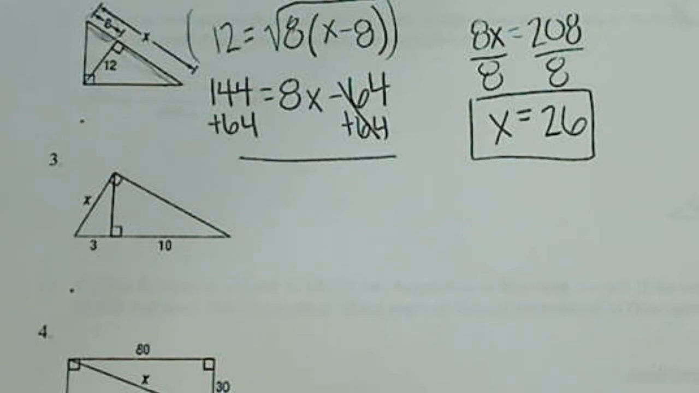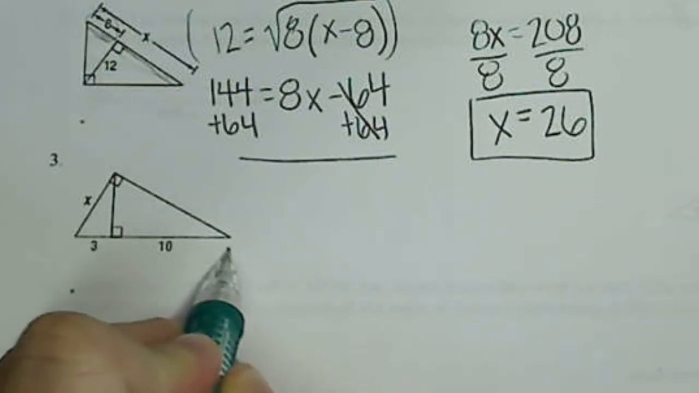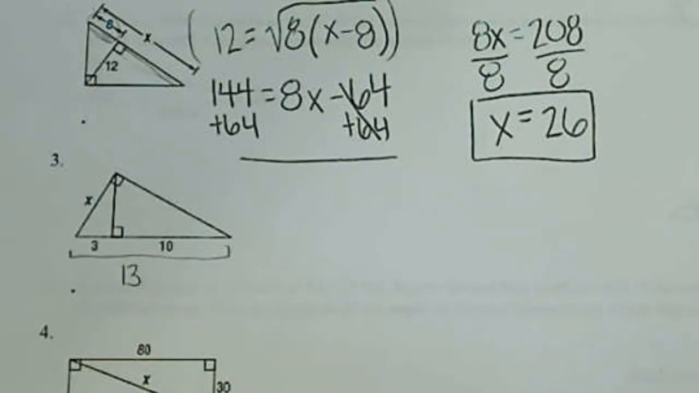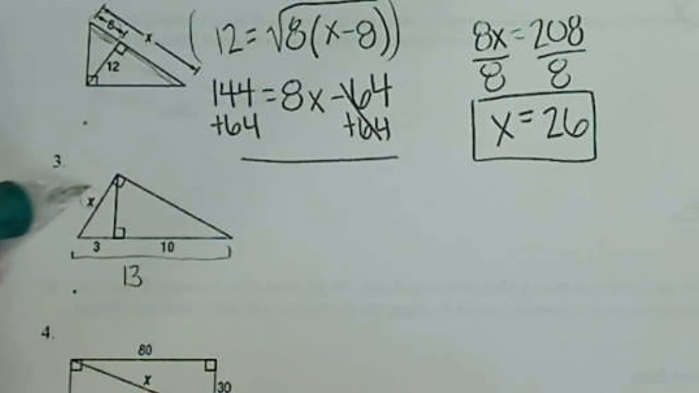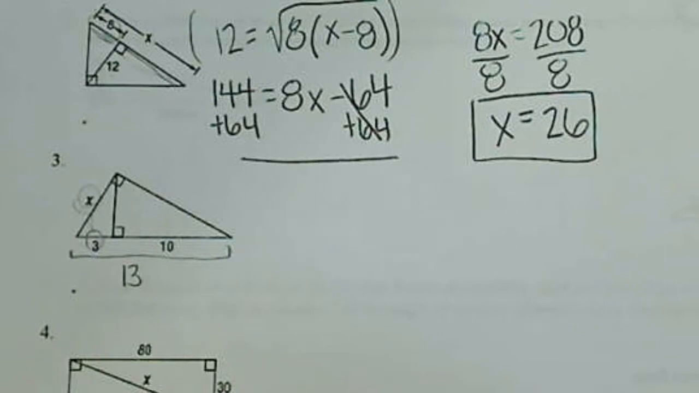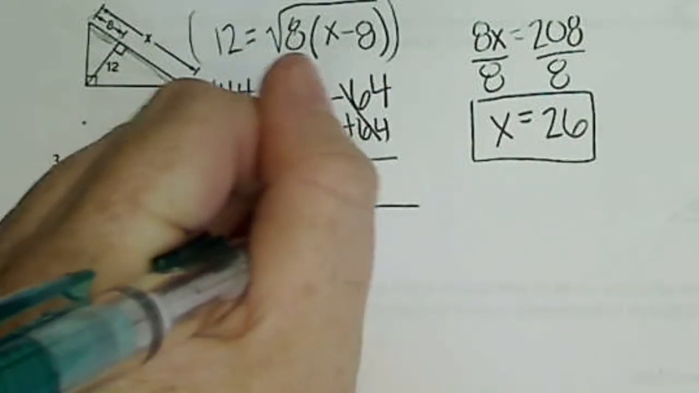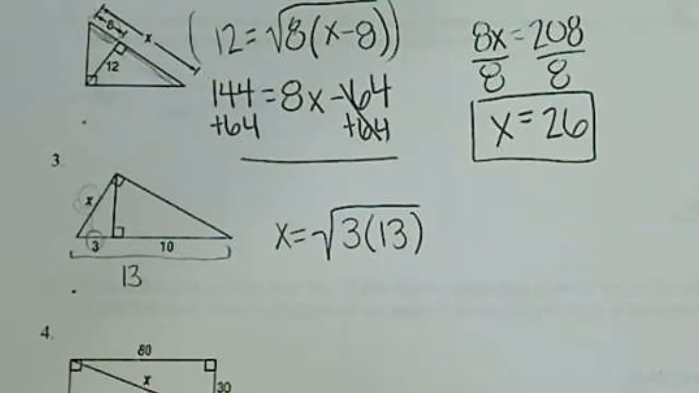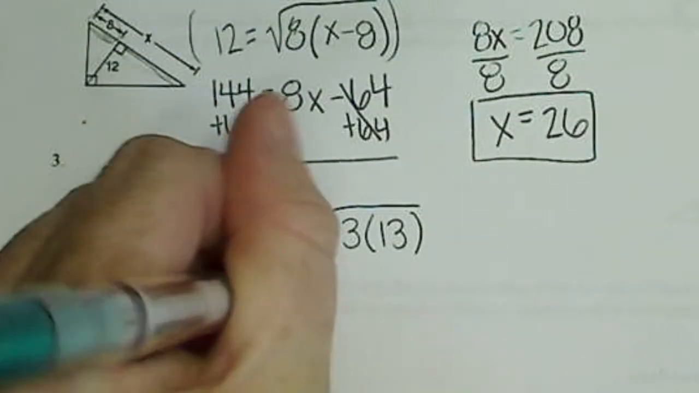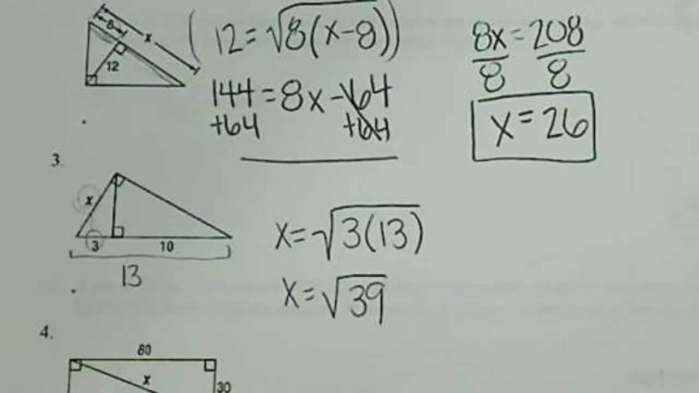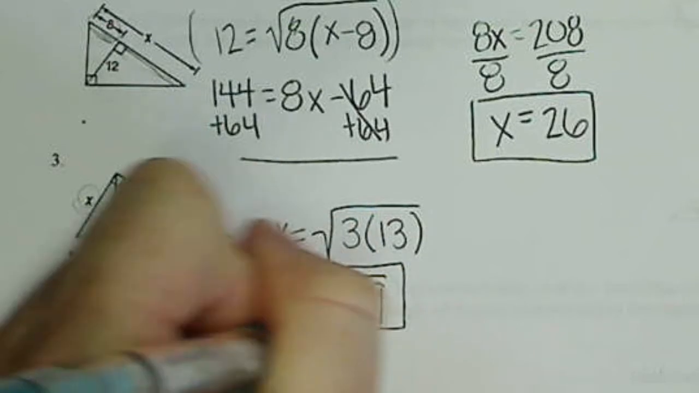Number 3. Okay, first we need to know how long this whole bottom of the triangle is, which is 13. So remember our geometric mean. To find this, you need to use the side it's across from, which is 3, and the 13. X equals the geometric mean of 3 and 13. Multiply those together. And 39 cannot go any simpler, so that is our answer.